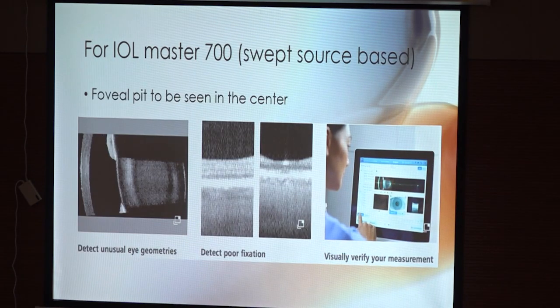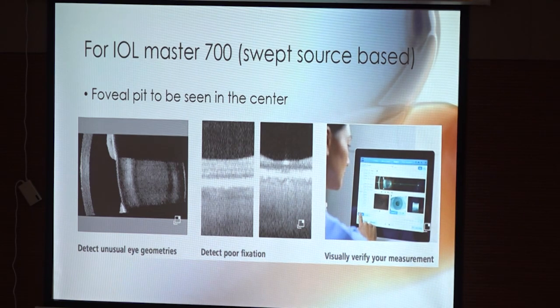For IOL Master 700, which is a swept source-based OCT, the foveal pit should be seen in the center. So this confirms the alignment. In this case, the foveal pit is not seen. So there is a poor fixation in this patient. So this IOL Master 700 is able to judge whether the eye is optimally aligned or not. Also, we are able to detect unusual eye geometries like the tilted lens, as in this case, which is not possible in IOL Master 500. And we can also visually verify our measurements.